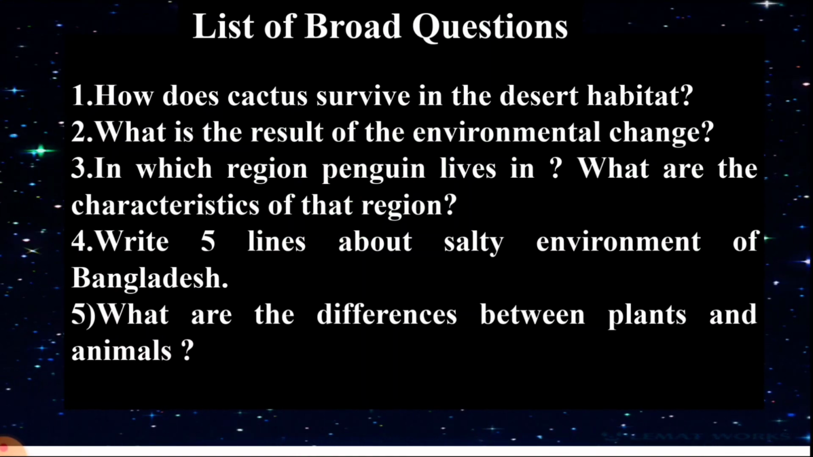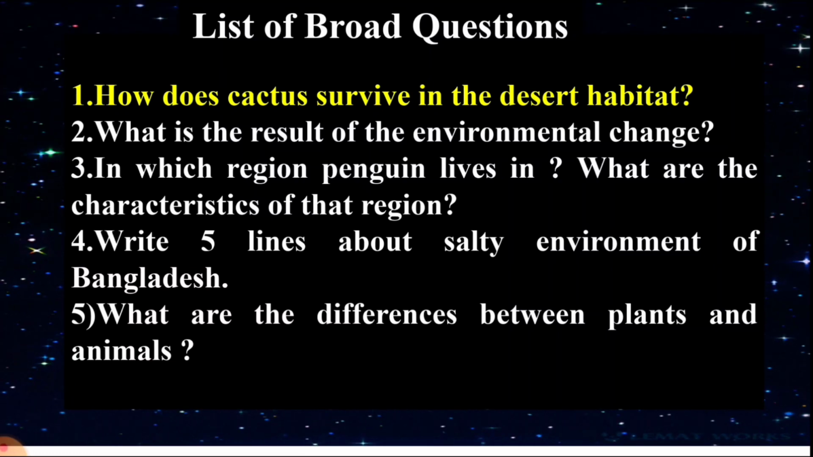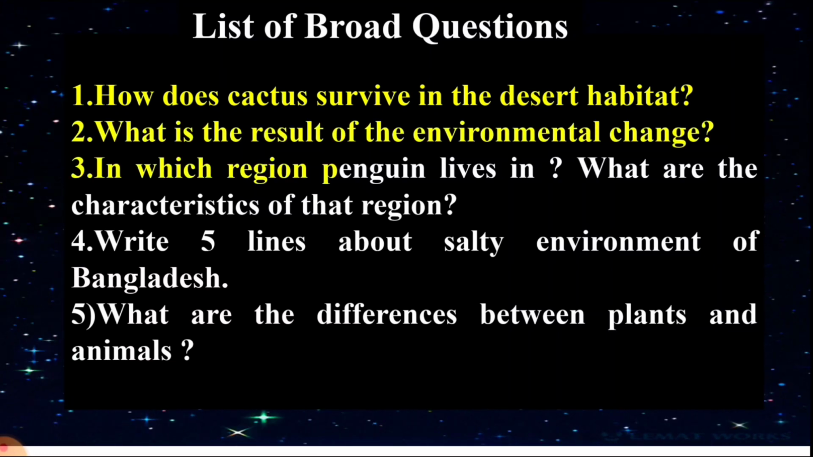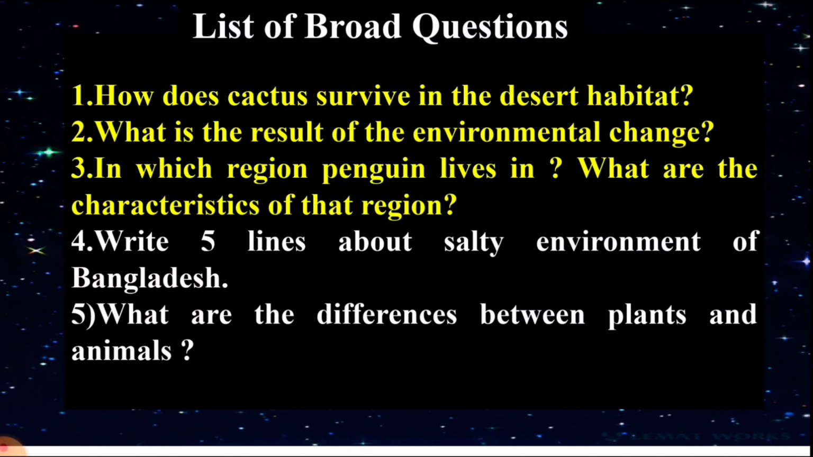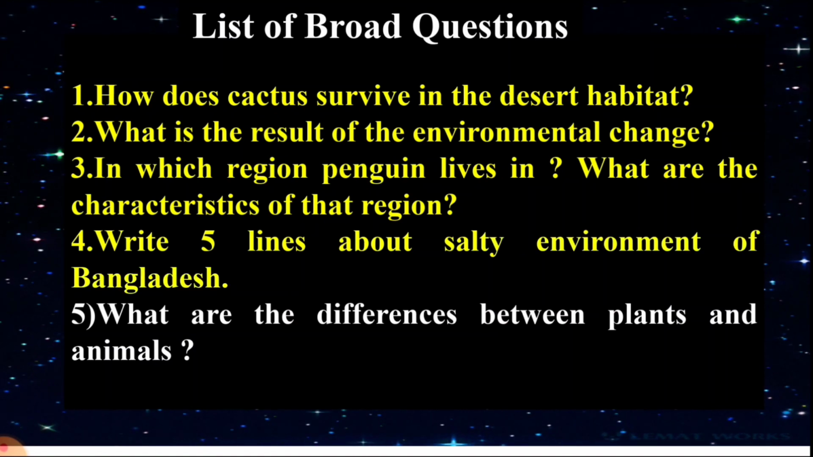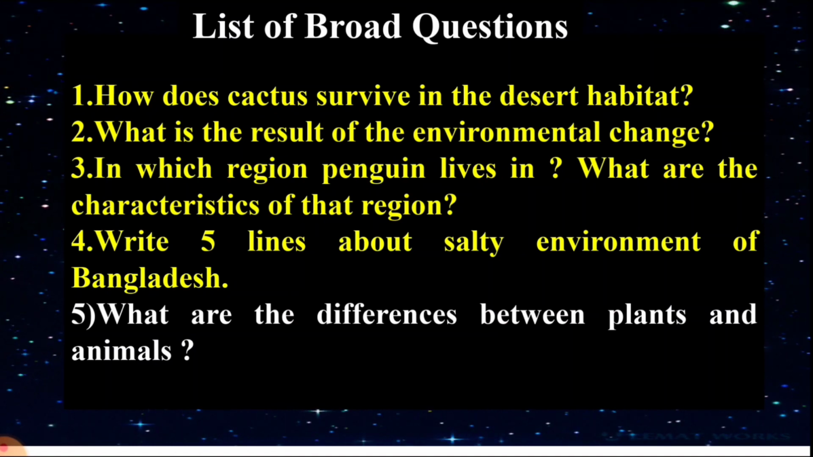The first question is, how does cactus survive in the desert habitat? The second question is, what is the result of environmental change? The third question is, in which region does the penguin live? What are the characteristics of that region? Number 4 question is, write 5 lines about the salty environment of Bangladesh. Number 5, what are the differences between plants and animals? So let's start the discussion.